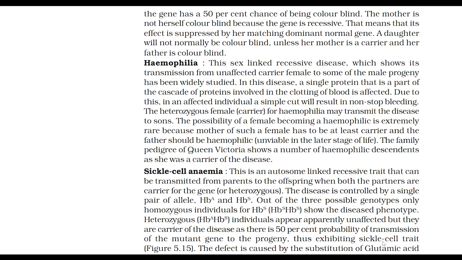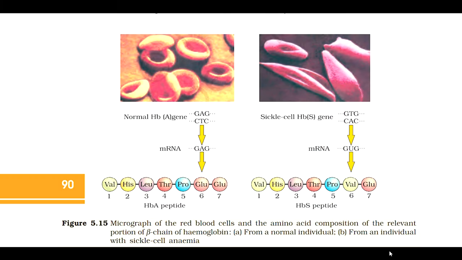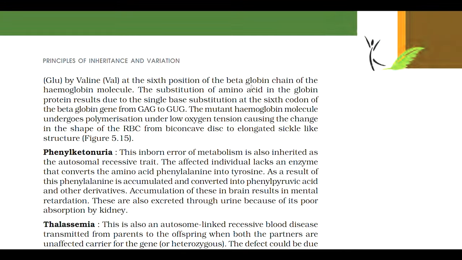The defect is caused by the substitution of glutamic acid by valine at the sixth position of the beta globin chain of the hemoglobin molecule. The substitution of amino acid in the globin protein results due to the single base substitution at the sixth codon of the beta globin gene from GAG to GUG. The mutant hemoglobin molecule undergoes polymerization under low oxygen tension, causing the change in the shape of the RBC from biconcave disc to elongated sickle-like structure, which is given in figure 5.15.